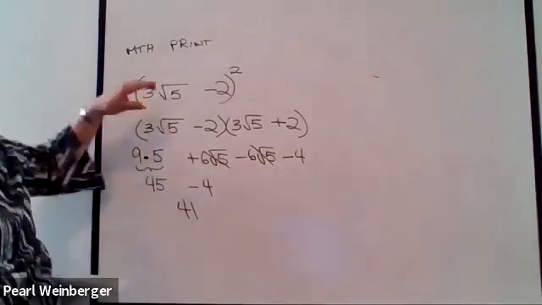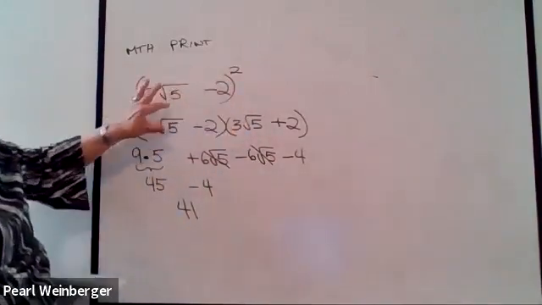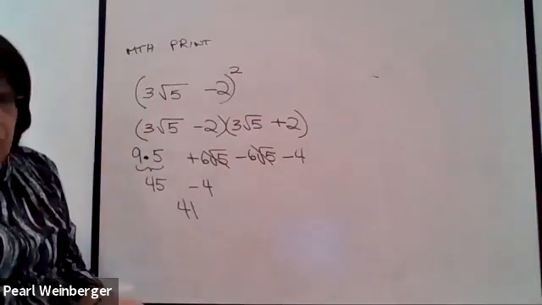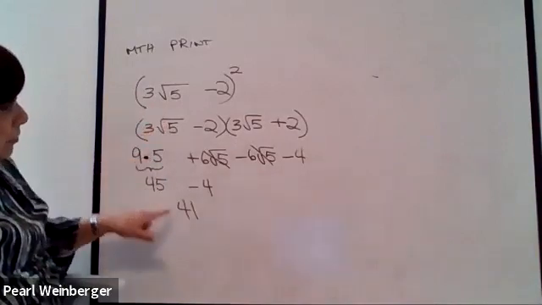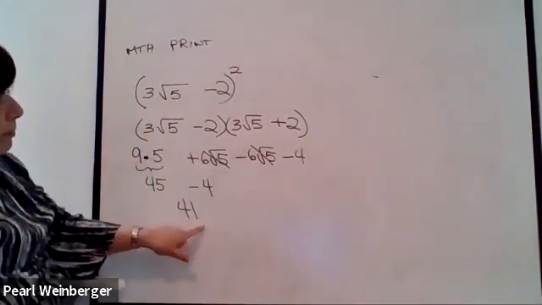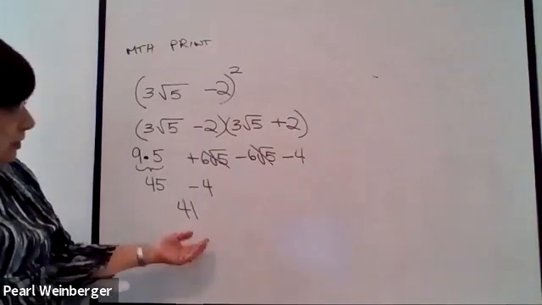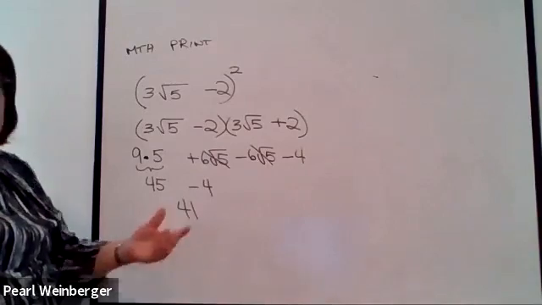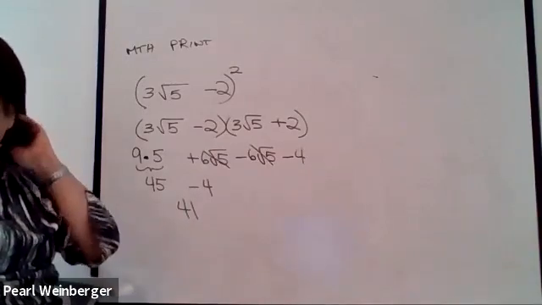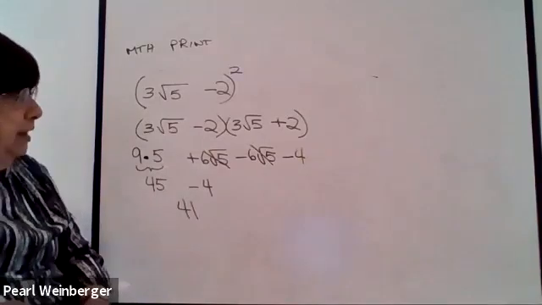If you notice, I started out with two rather complicated binomials. They both had radicals in them, but what happened is that after I multiplied, I was left with a single, what we call rational number, a number that doesn't have any radicals at all. It is just the real number 41, the rational real number.